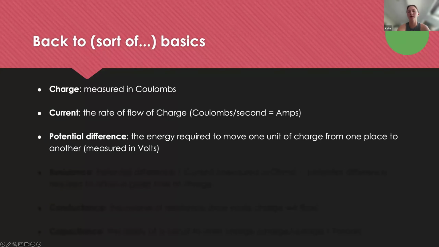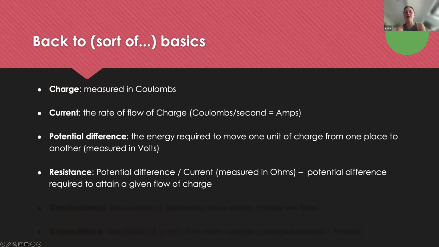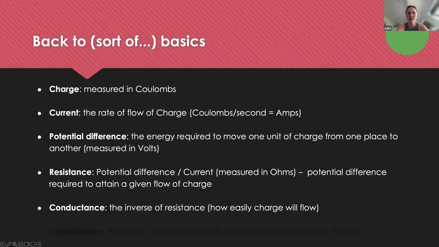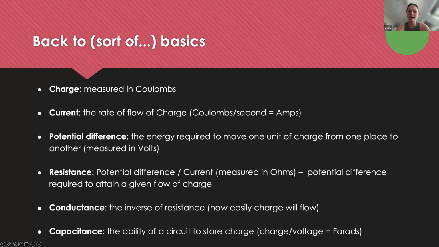And potential difference and voltage are going to be used interchangeably here. Resistance is the voltage over the current. So the equation is V equals IR. And that's the potential difference required to attain a given flow of charge. Conductance, which is the inverse of the resistance, so just 1 over the resistance, and that means it's how easily charge will flow. And capacitance is the ability of a circuit to store charge. So you can think about it like a battery.